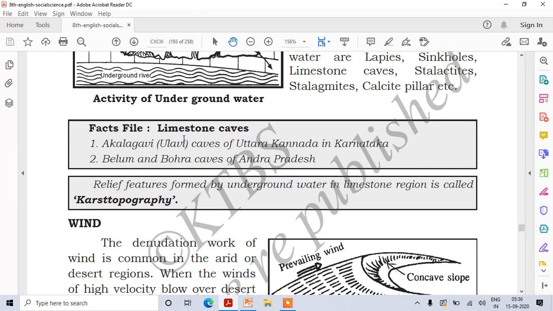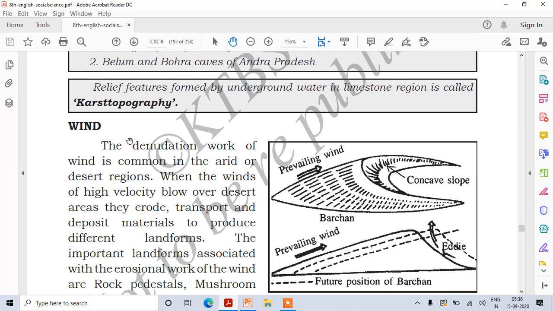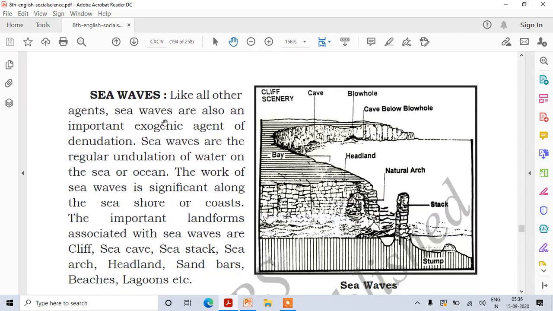Now we'll read about the limestone caves. This is the fact file. Akalgavi Ulavi caves of Uttara Kannada in Karnataka. You must have heard about this limestone cave. Belum caves of Andhra Pradesh. It is present in Andhra Pradesh. Relief features formed by underground water in limestone region is called karst topography.